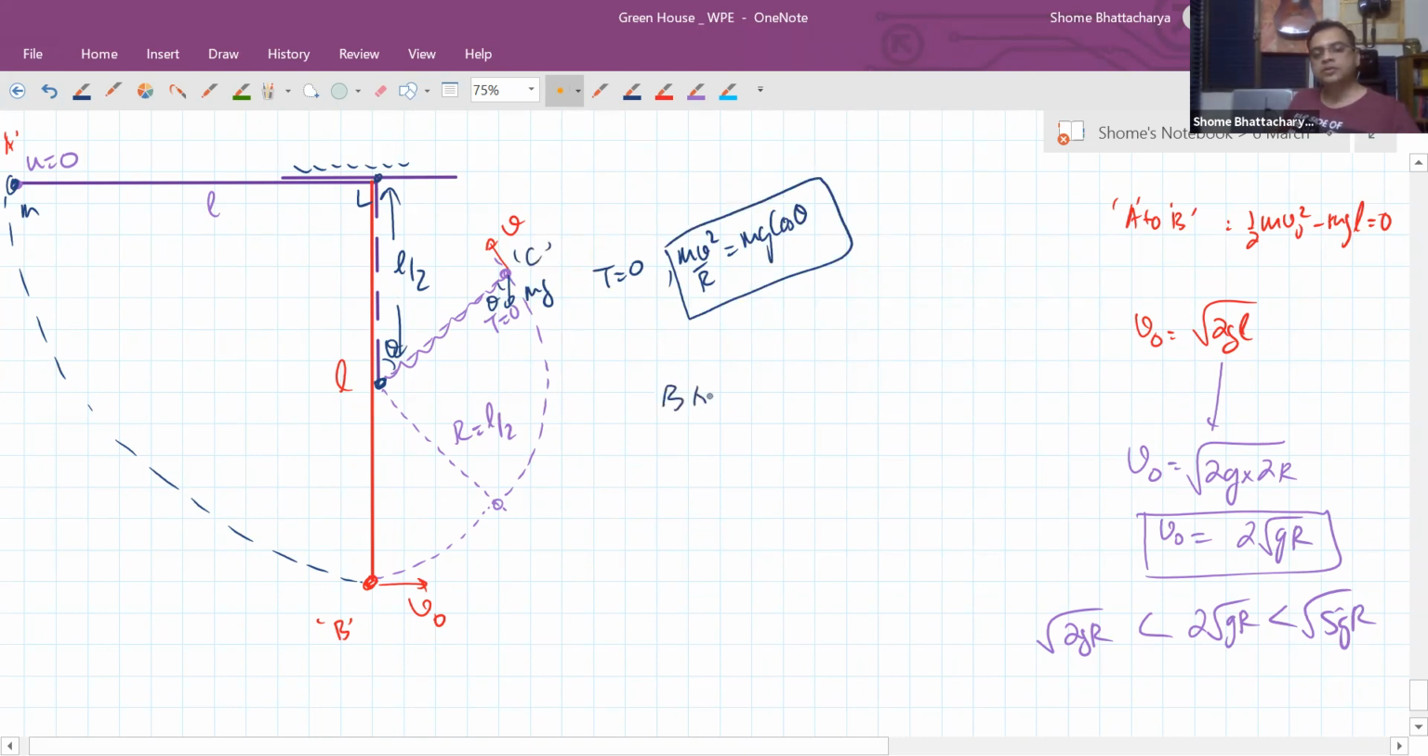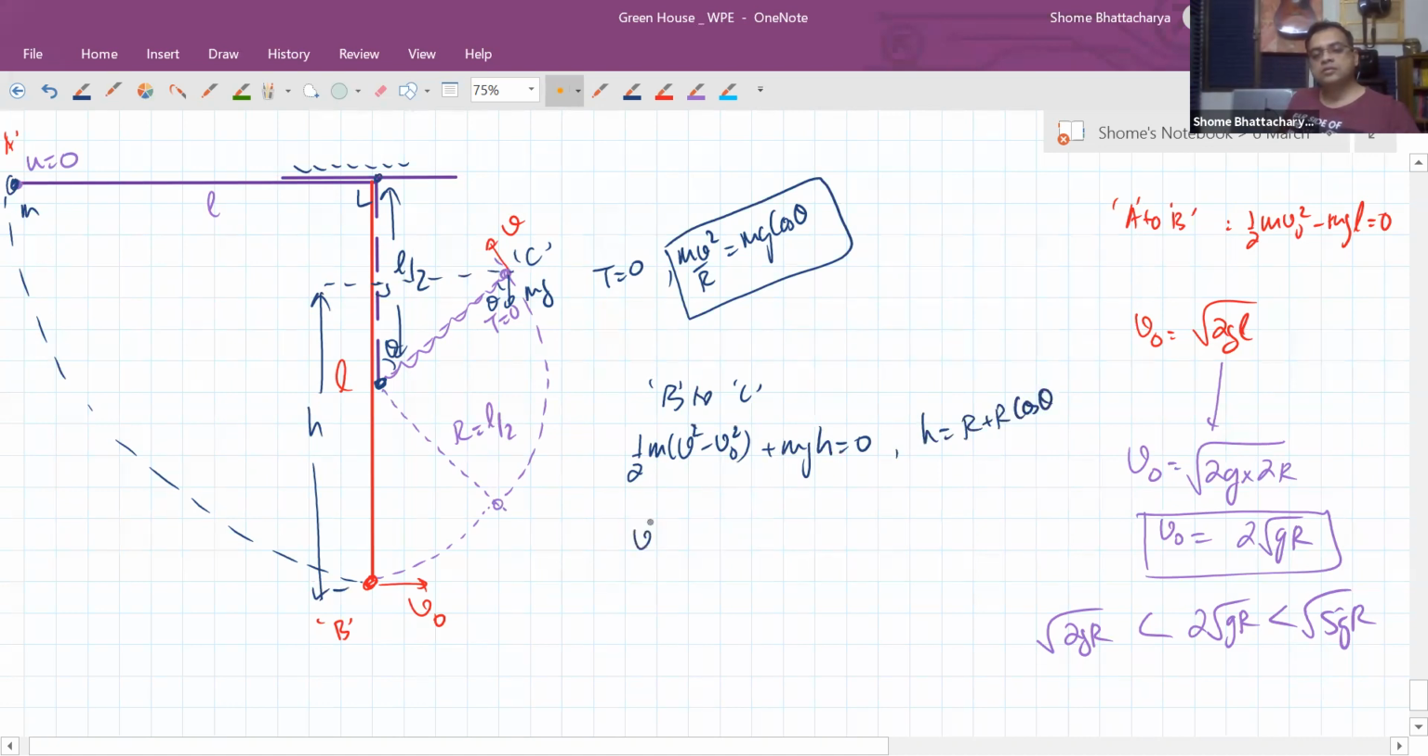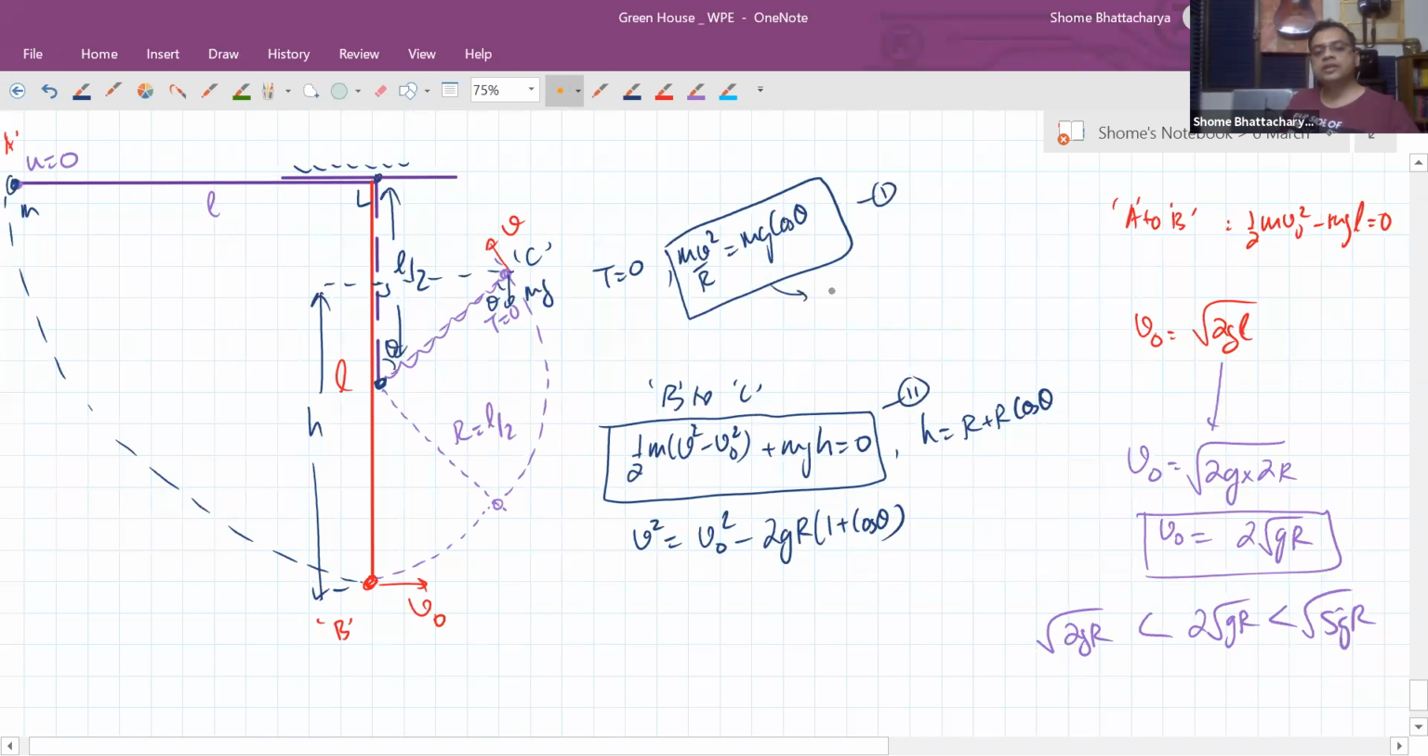So B to C, if you apply the work energy theorem, then again you can see that half m v square minus half m v naught square plus mgh is equal to 0. Now that height is going to be this whole value, this height. So you can see that h is equal to r plus r cos theta. So v square is equal to v naught square minus 2gr into 1 plus cos theta. So this is our second equation, this is our first equation. So from this we are getting that v square is equal to gr cos theta. And from this we are getting this.